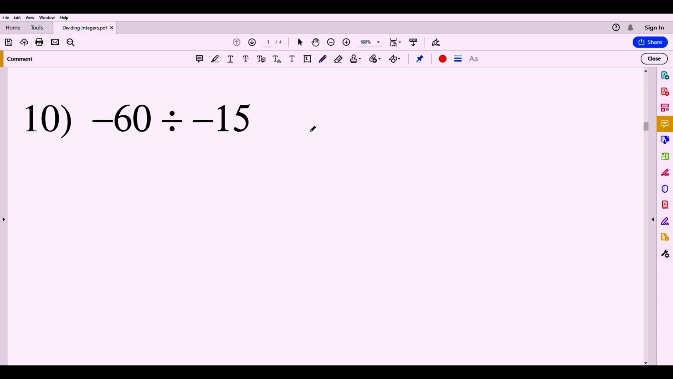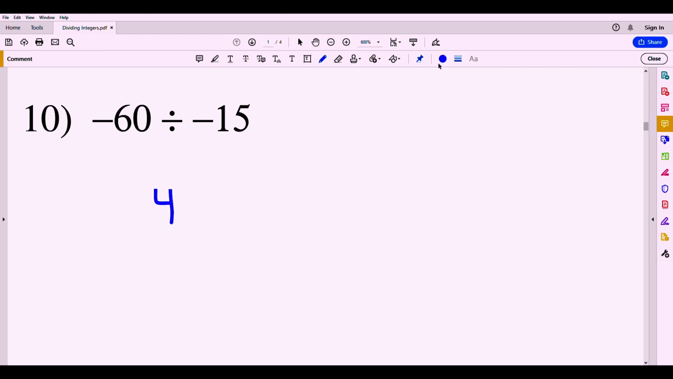Now on to number 10. Negative 60 divided by negative 15 is going to result in a positive. Because they have the same sign, we're going to have a positive quotient or a positive result. And 15 goes into 60 4 times. 60 divided by 15 is 4.